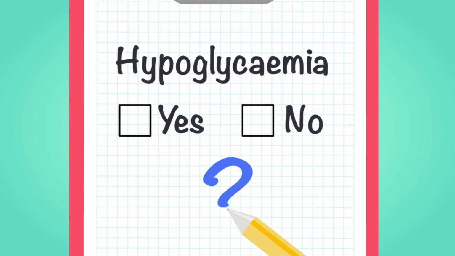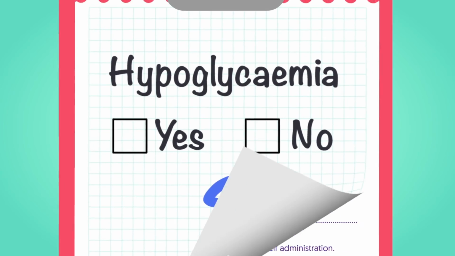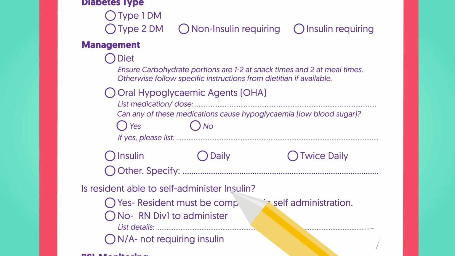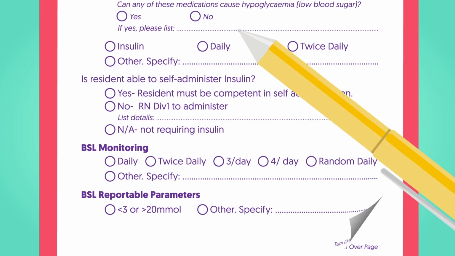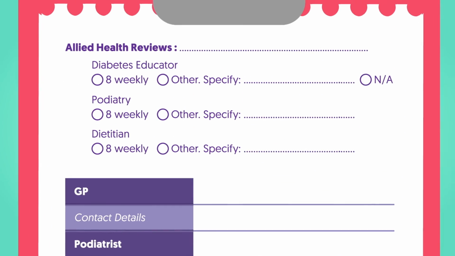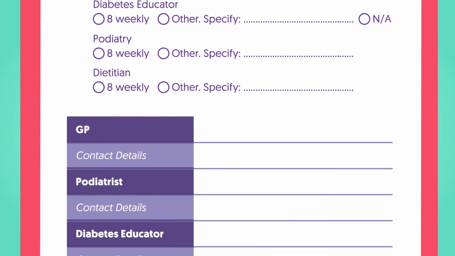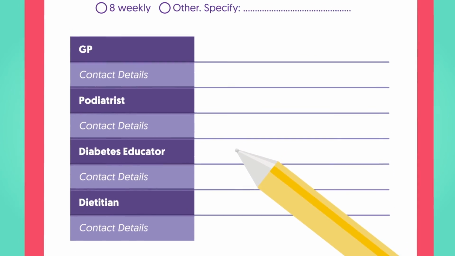This could be done in a number of ways, including having an individual management plan in the resident's file. This form contains information such as medications and hypo risk. It also contains GP contact details.